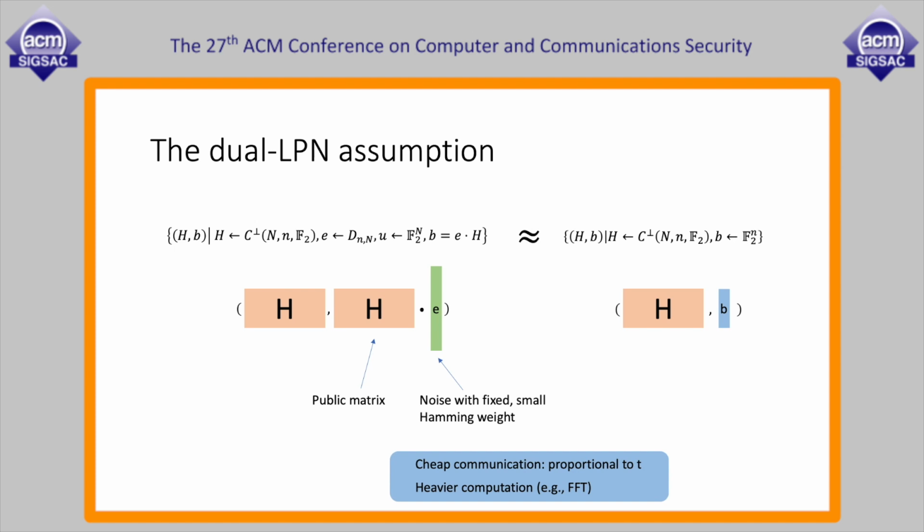The dual LPN assumption is a variation of the standard LPN assumption. It states that if we use a matrix to compress a sparse noise vector, the output vector is indistinguishable from a random vector B. We can use this property to compress a large number of COTs which has sparse choice vector to a short random COT vector. It has cheap communication only proportional to the Hamming weight of this sparse vector, but it requires heavier computation, including the FFT operations.